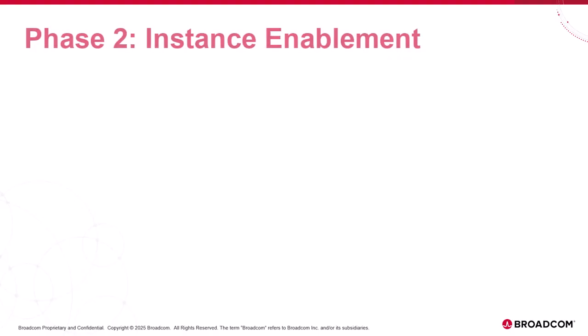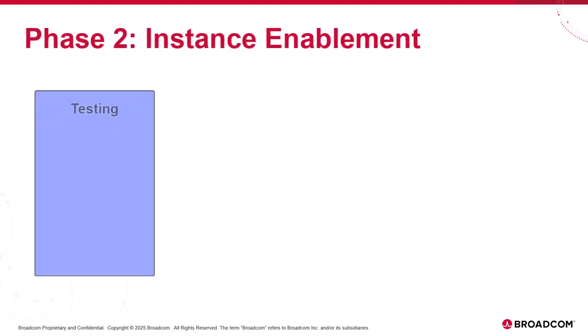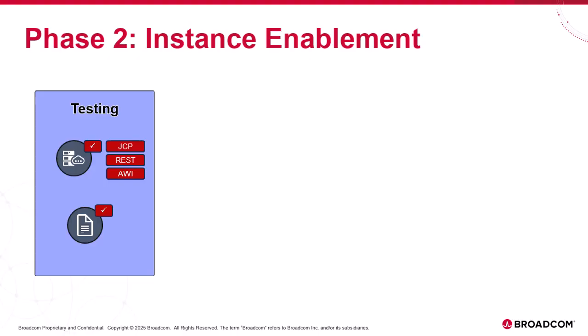The second phase involves testing the SaaS instance for availability. Use a browser or telnet the JCP port, enter the REST API and AWI URLs in a browser, and log in the SFTP account to make sure they are all reachable. At this point, you can start work.